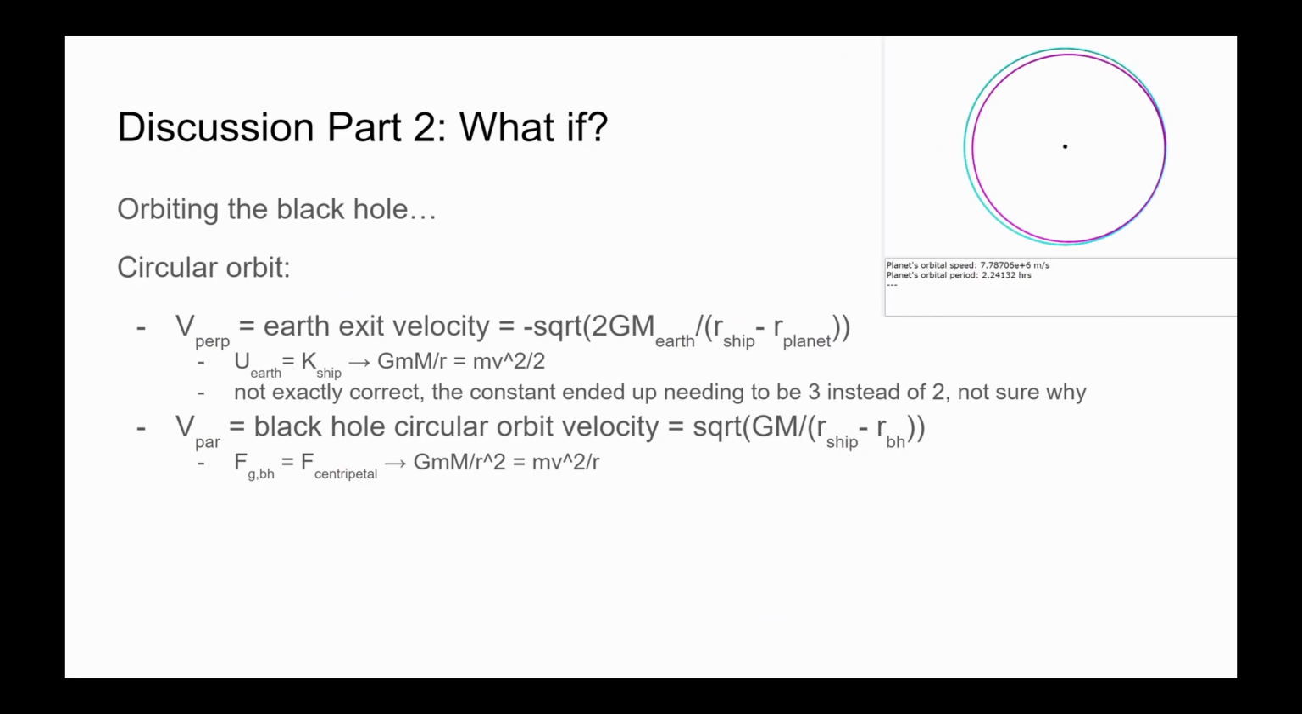So for the second part of the discussion, it's asking how would you orbit? Now, the easiest approach for me was to go for a circular orbit in which I could use the perpendicular value, which is the x value, just using the Earth exit velocity, which is negative in this case since we're moving away from the surface of the planet, square root of 2GM divided by the difference in radius between the ship and the planet. The way that I calculated that was using the potential energy of the Earth equal to the kinetic energy of the ship. And after simplifying, you get that equation.